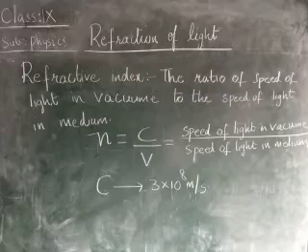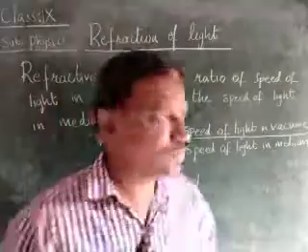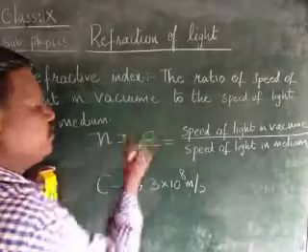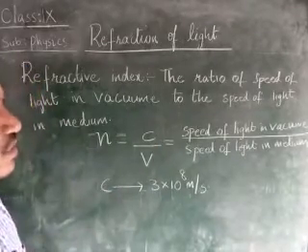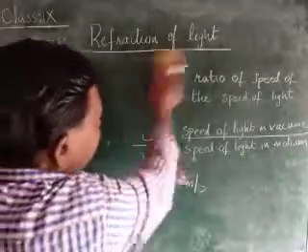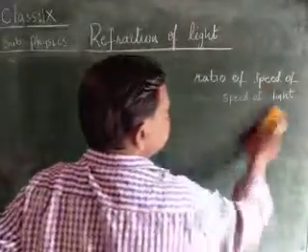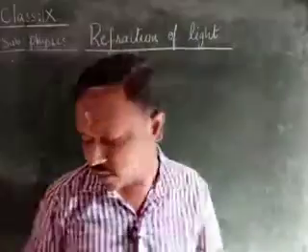Normally we write n is equal to c by v. Small c, children, not the capital C. Right. This is about the refractive index, children. Next, we'll solve a problem related to this refractive index. What are the units of refractive index? There are no units for the refractive index.